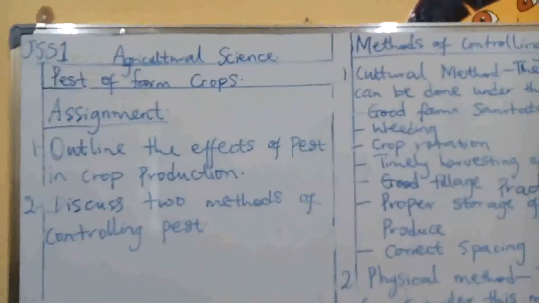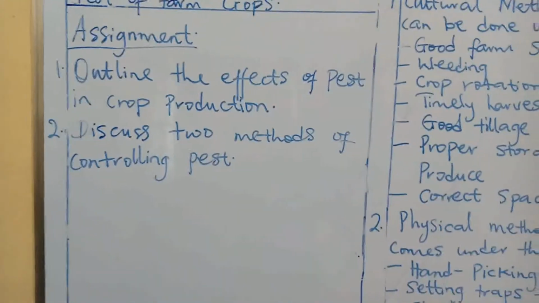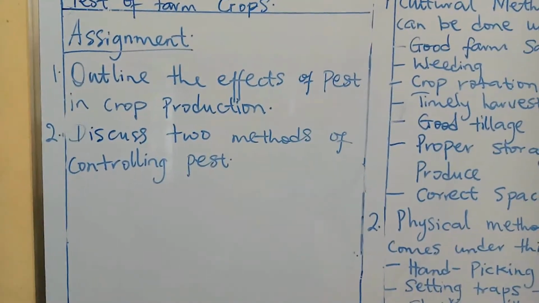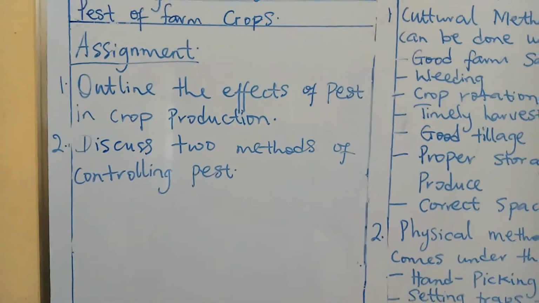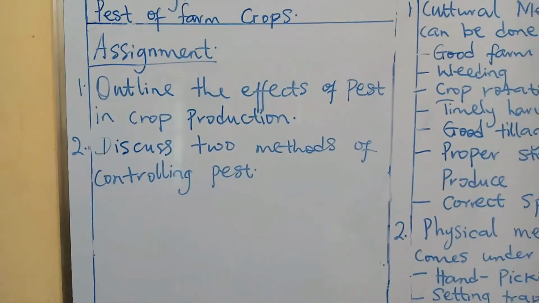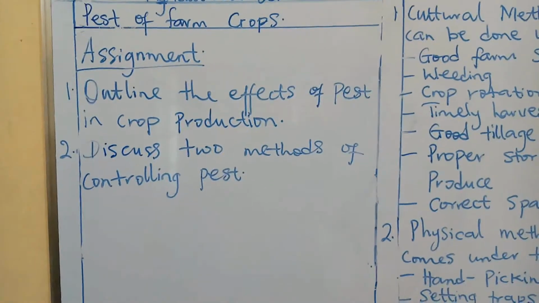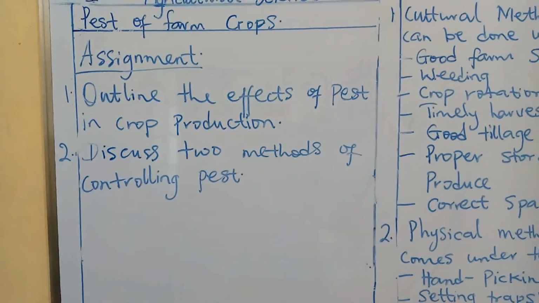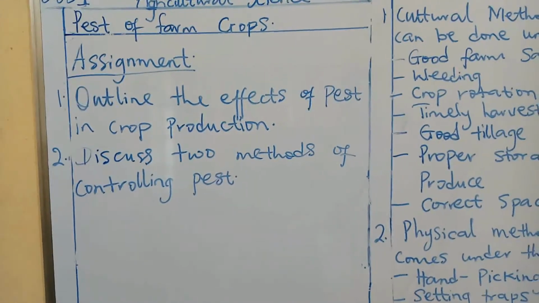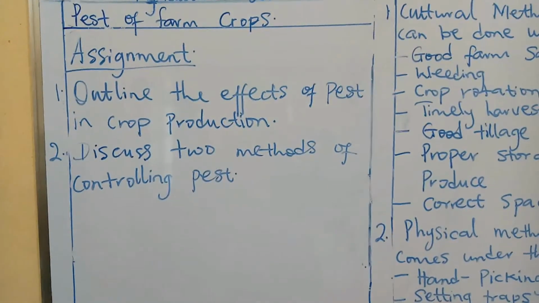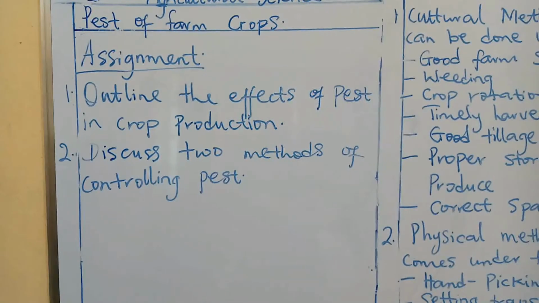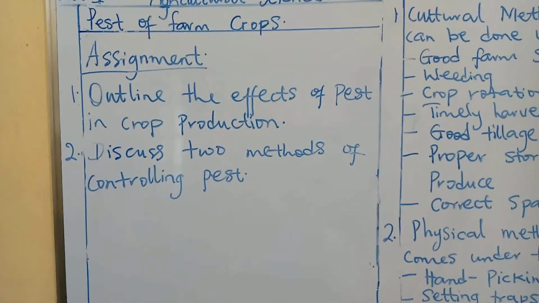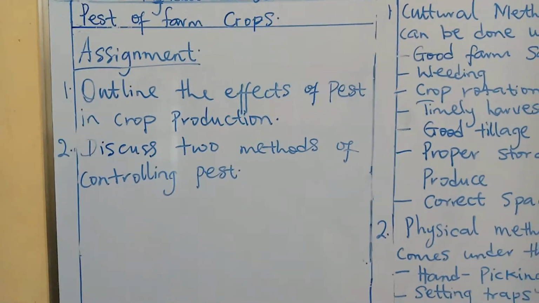Number one, I want you to outline the effects of pests in crop production. I don't want to give you a number, so you can outline as many as you can. Number two, discuss two methods of controlling pests. I've given you more than two. I want you to pick any two of your choice and discuss.